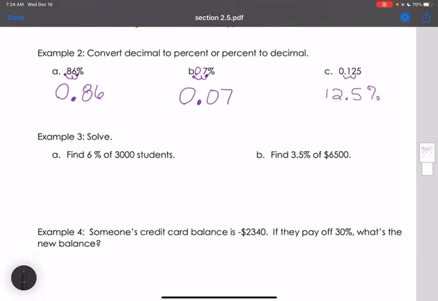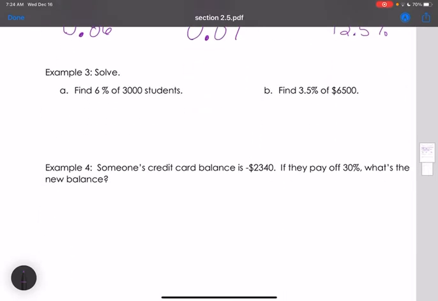Okay, so now for example 3, solving 6% of 3,000 students. Of means multiply. So you go ahead and try this one. Write the 6% as a decimal and multiply that by 3,000. You can use your calculator, okay? Then figure out what you get and label it with students. Then go ahead and try part B as well, okay? So go ahead and hit pause. Do those two. Come back when you're ready.